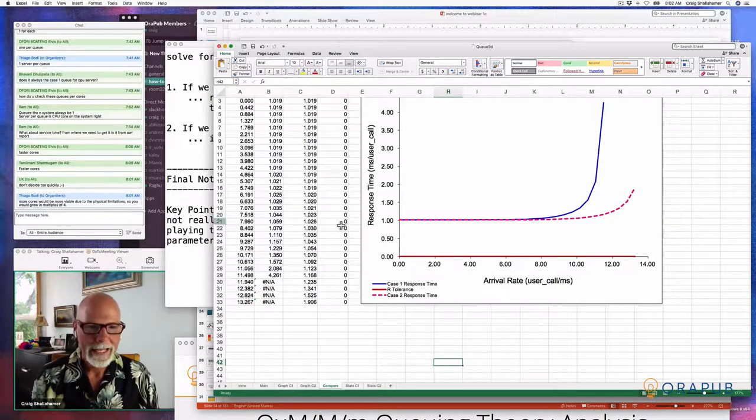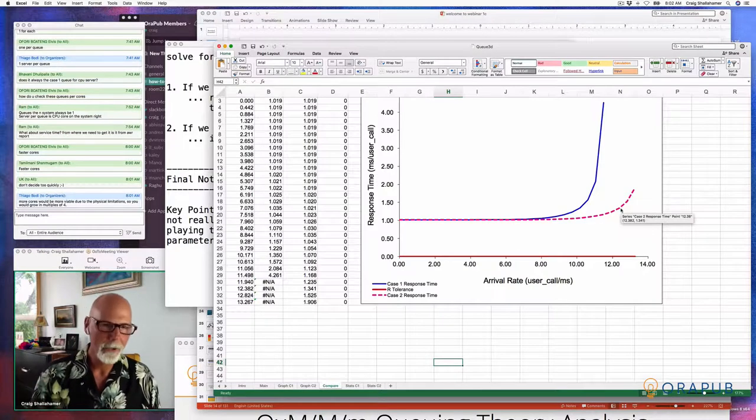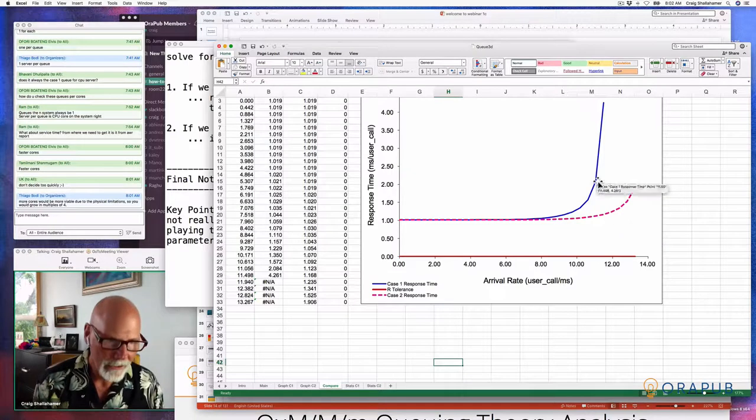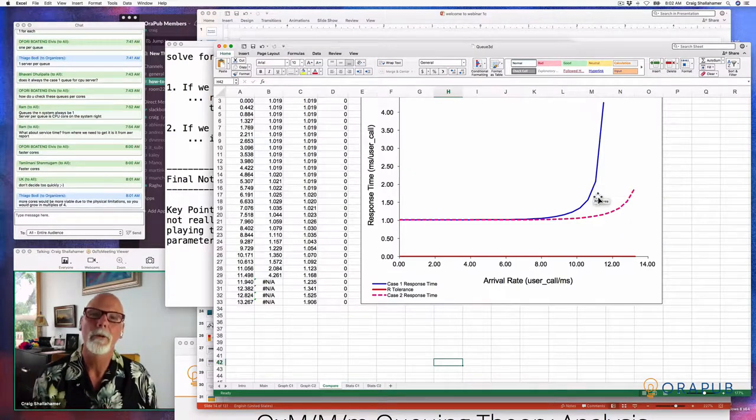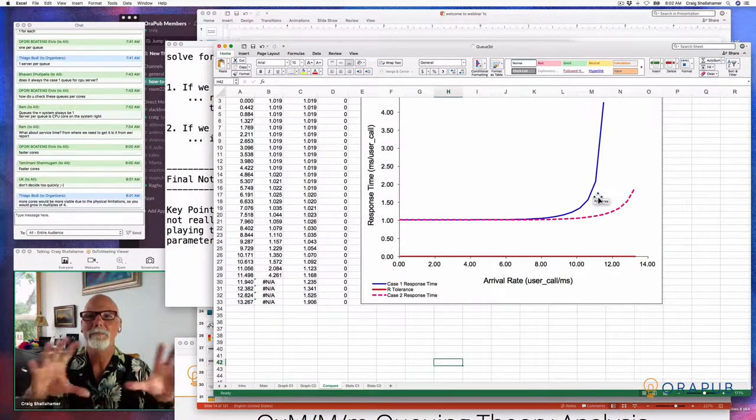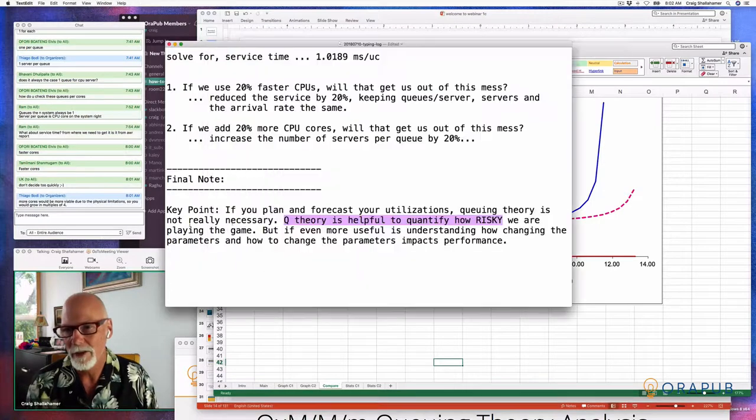And when somebody says, hey, we've got these cores that are 20% faster, it's going to solve all your problems, you put the math in here and you think, no, we're still in the elbow of the curve, I don't think that's going to solve all of our problems. So you use it for those more conceptual, higher-level questions.